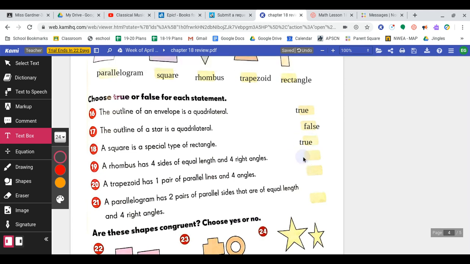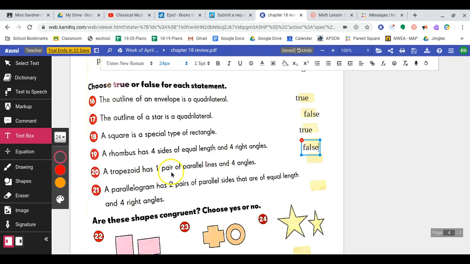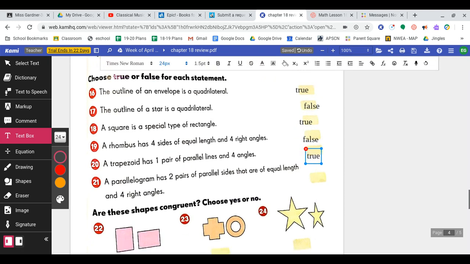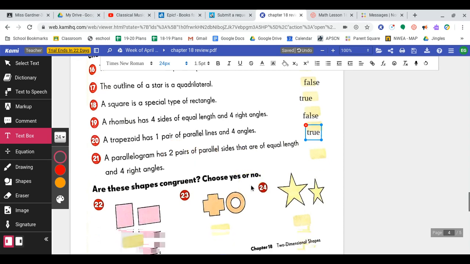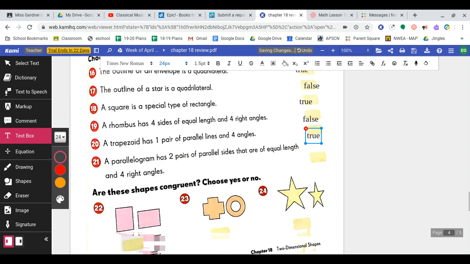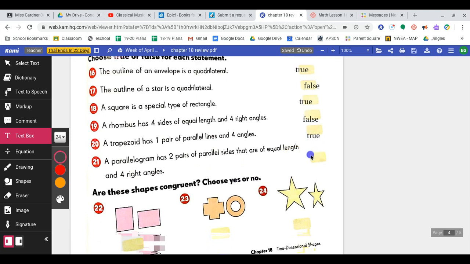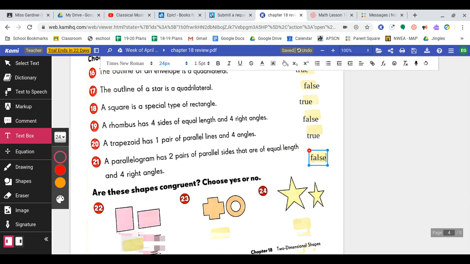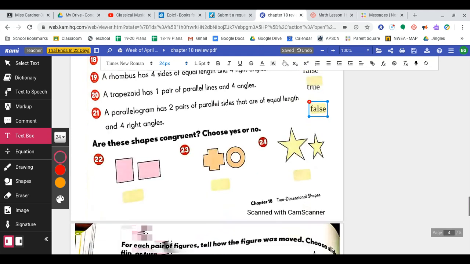Does a rhombus have 4 sides of equal length and 4 right angles? False, it doesn't have to have the right angles. Trapezoids, are they a pair of parallel lines and 4 angles? True. Only 1 pair of parallel lines, just like they said. And does a parallelogram have 2 pairs of parallel sides that are of equal length and 4 right angles? False. The reason that's false is because they don't have to be of equal length.